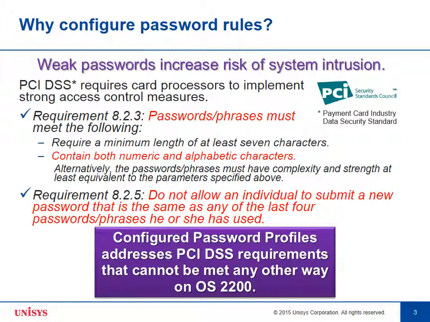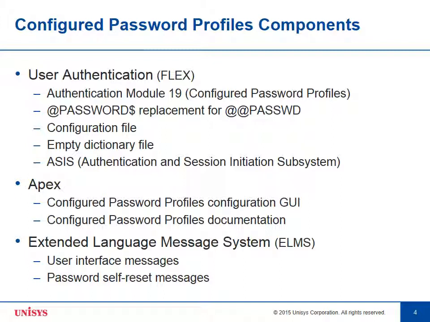Configured password profiles lets you meet this requirement and other PCI DSS requirements that cannot be met in any other way on OS 2200. Here are the major components: user authentication, Apex, and the extended language message system. User authentication, which is known as Flex in Primus, provides the authentication module that contains configured password profiles code. It also contains an @password replacement for @password. It contains a configuration file and an empty dictionary file that you can populate with words that you don't want your users using as passwords.